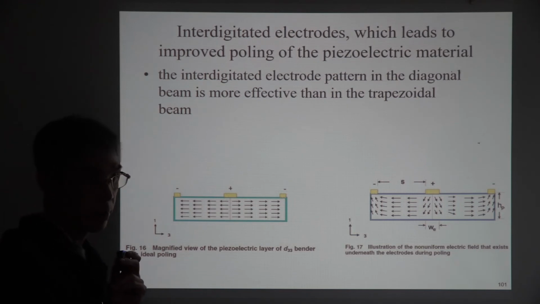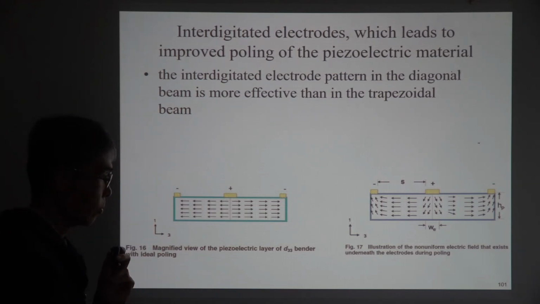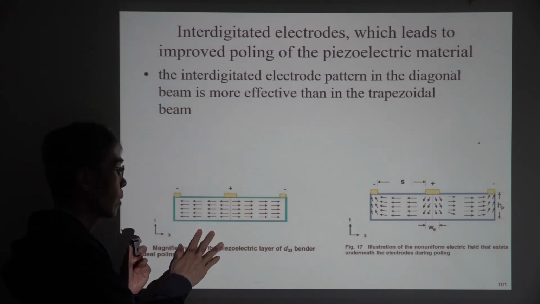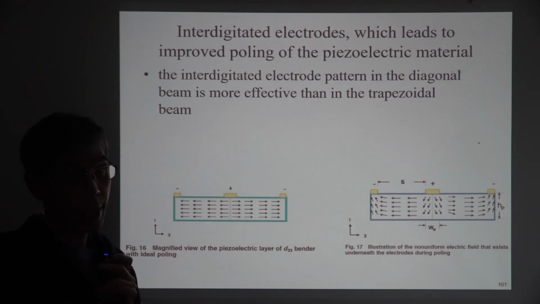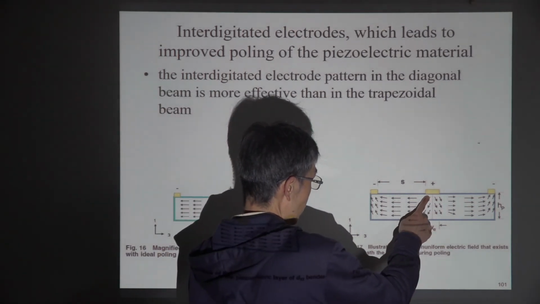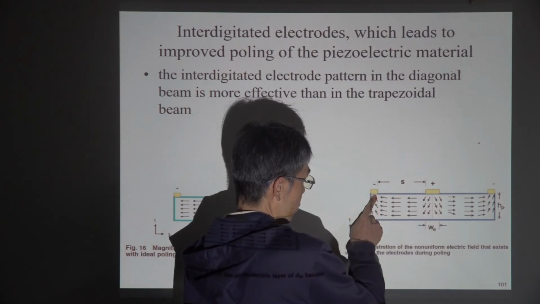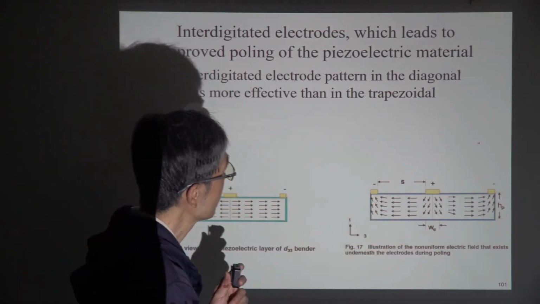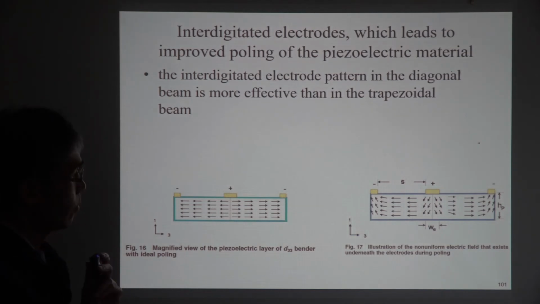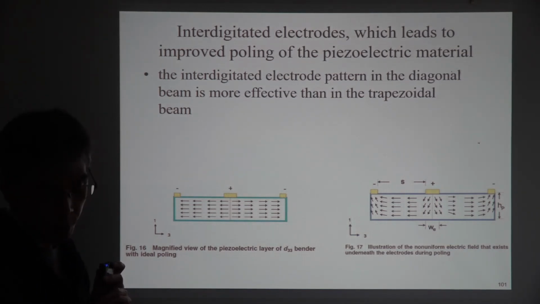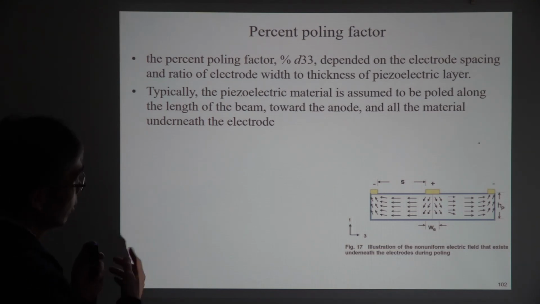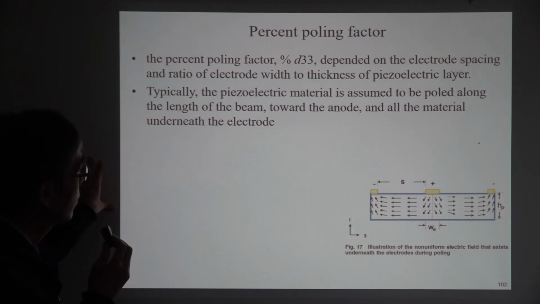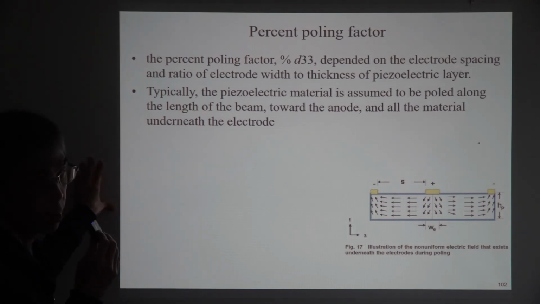But there are some problems with this top electrode arrangement. Ideally, the poling should be uniform, like this. But in reality, that's not the case. The poling has a little bit of twisting near the electrode. So it's not perfect. So they have this percent poling factor, percent d33, for the not perfect condition.